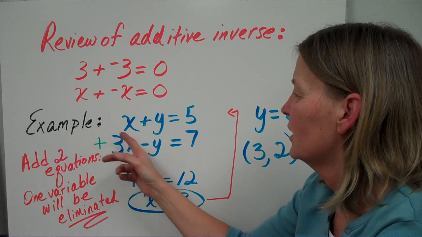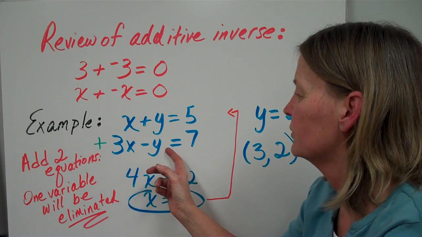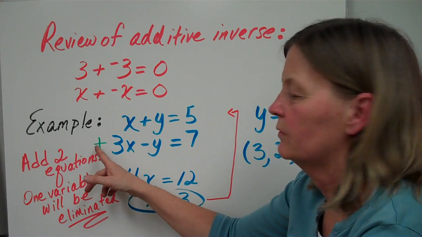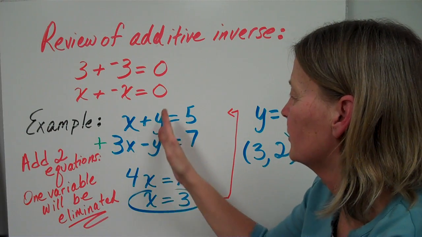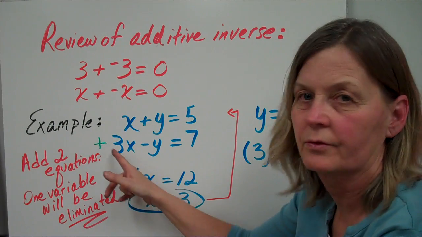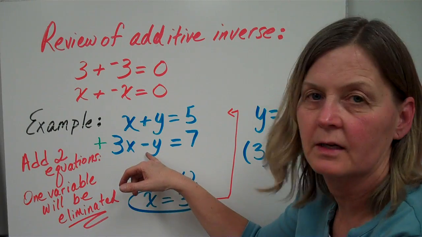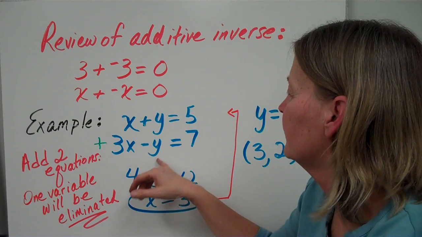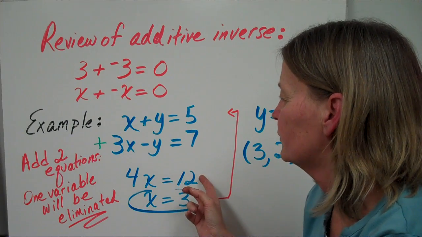So, here's an example. This is a system. x plus y equals 5. 3x minus y equals 7. That's the system I want to talk about. Add the two equations. So, I put the plus sign there. It helps me remember. Everything's lined up real nice here. x plus 3x is 4x, so we're adding like terms. y plus negative y equals 0. That's my additive inverse. That's where that review is really important. And 5 plus 7 is 12.